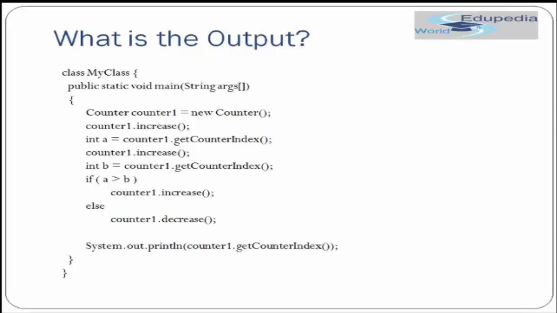Once the object is created, you are doing counter1.increase, calling the method increase. After that, you are calling counter1.getCounterIndex, and you are taking the index in A. After that, again you are calling counter1.increase. Then again you are calling counter1.getCounterIndex and taking that in B. Then we are comparing A with B and checking if A is greater than B. Then we are calling counter1.increase. Otherwise, we are calling counter1.decrease. And in the end, we are printing counter1.getCounterIndex. So let's see the program once again.